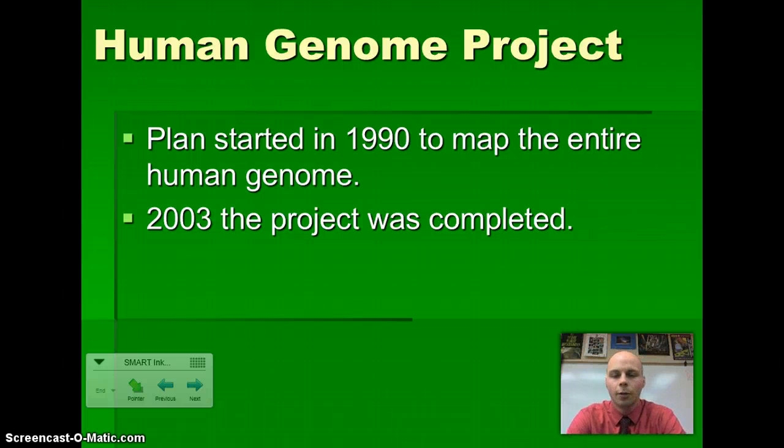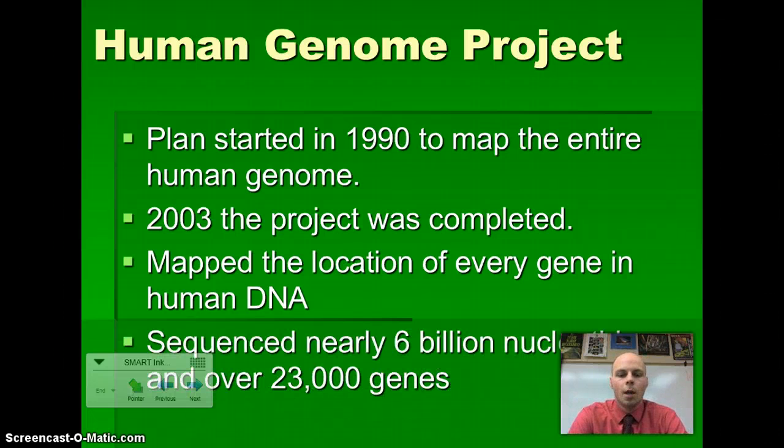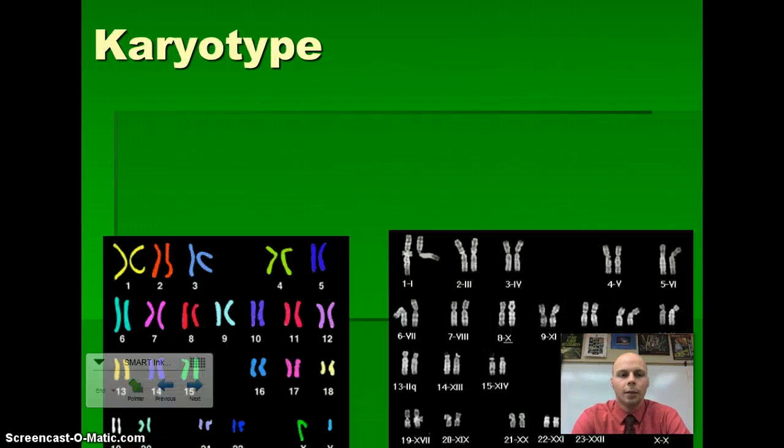And obviously, with it taking 13 years, they found a lot of different information on our chromosomes. They mapped where every specific trait that you get is located in the chromosomes. About 6 billion nucleotides were sequenced, and there are 23,000 genes, each creating either a protein inside your body or the specific traits that you see, like your nose shape, hair color, and eye color.